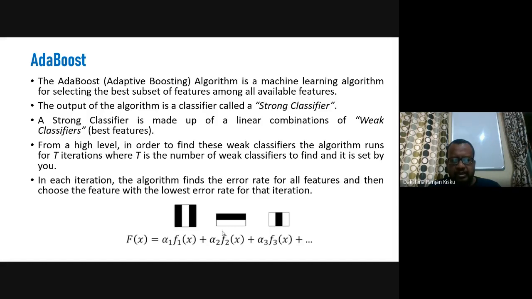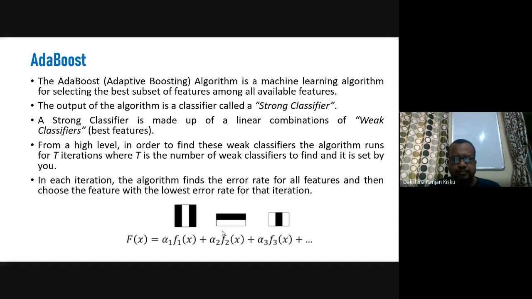Here alpha 1 is the weight, which is determined from the number of face and non-face examples. The corresponding function f1(x) is determined from the selected Haar feature. For the second Haar feature also, we have the weight alpha 2, which is multiplied by f2(x), determined from the second Haar feature. In this way we get the linear combination of weak classifiers, or of the best Haar features, and that gives us the strong classifier F(x).